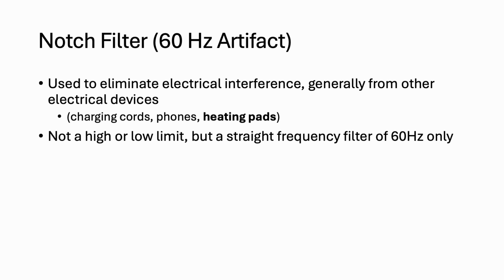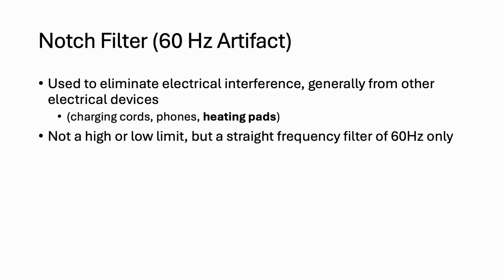Notch filter is the 60 hertz artifact. It's used to eliminate electrical interference, generally from other electrical devices. Charging cords, phones, and heating pads are the worst. Those are absolutely terrible. And it's not a low or high limit, but just a straight 60 hertz filter. So if you looked at a band of filters, a filter chart, you would see just this one little notch, as it were. It looks like just one little column or line, and that's the 60 hertz filter.